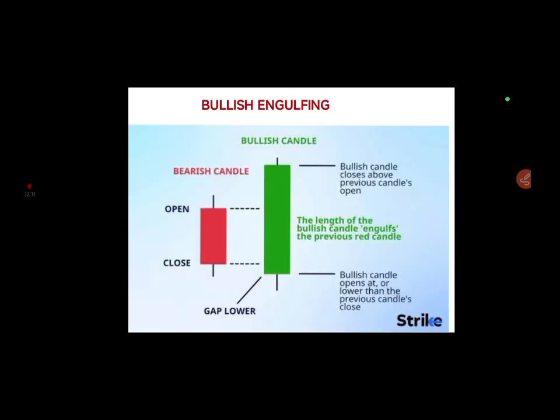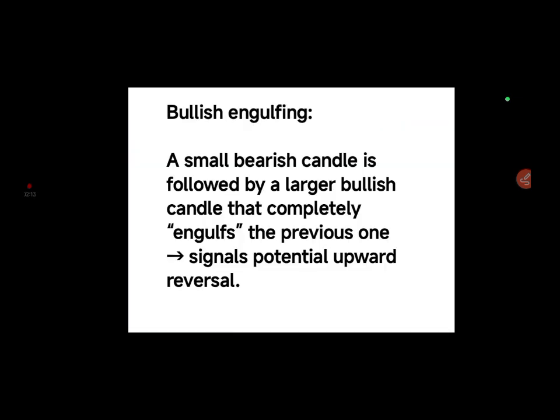Now let us talk about the bullish engulfing candle. It is a small bearish candle followed by a larger bullish candle that completely engulfs the previous one, signaling a potential upward reversal. Can you see now? When we talk about a bullish engulfing candle, that means 2 candles are involved. The previous one must be smaller while the next one will be bigger and engulf it. To engulf means to overshadow, to be bigger than the previous one.